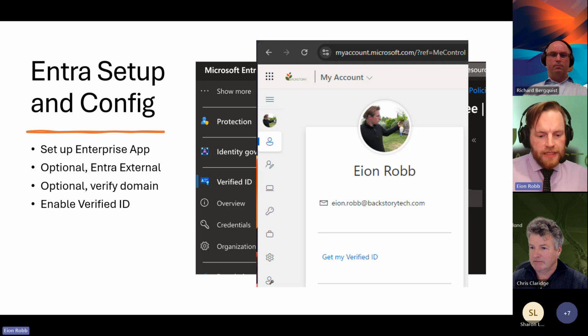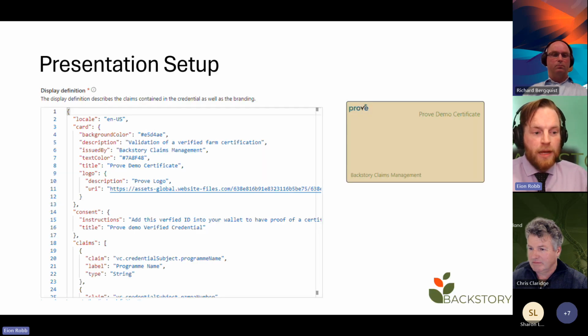So the other parts of setting this up, once you've got the Entra verified credential ID system all set up, you want to start making those individual credentials. It's sort of a low code, no code kind of system to do that. You would set up what's called a presentation, which is what the card kind of looks like, what the information that you want to have in it is, and sort of the friendly presentation for that.